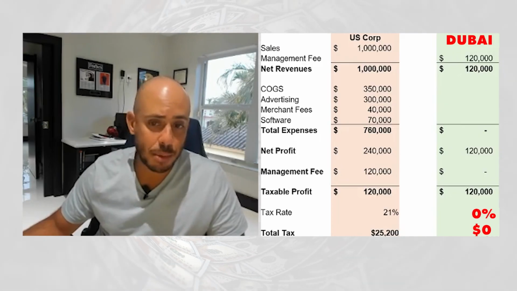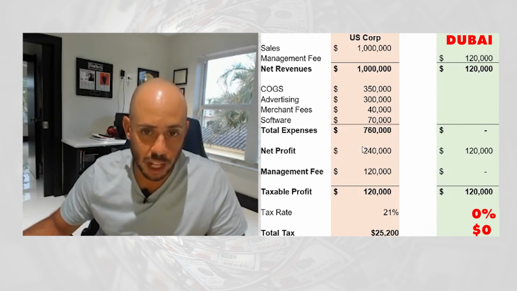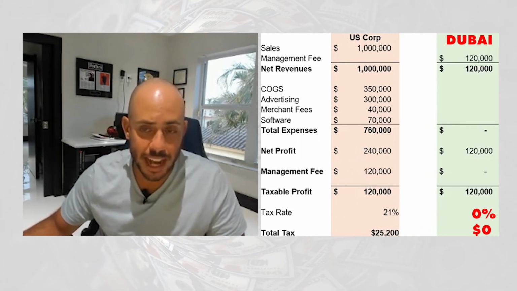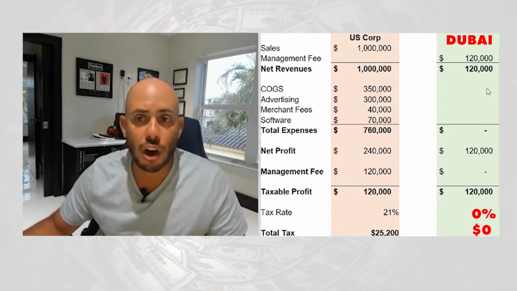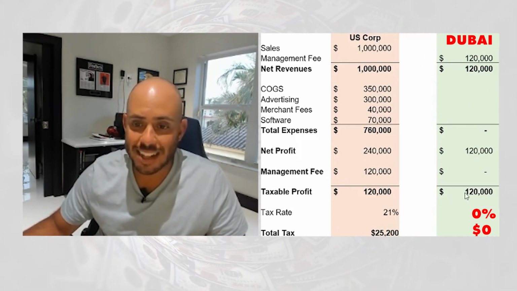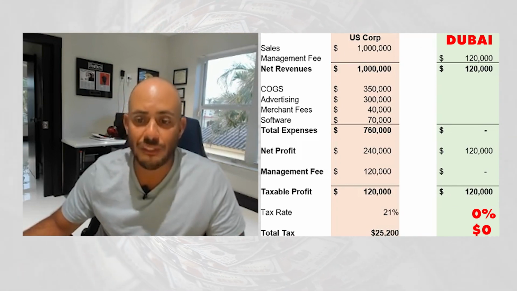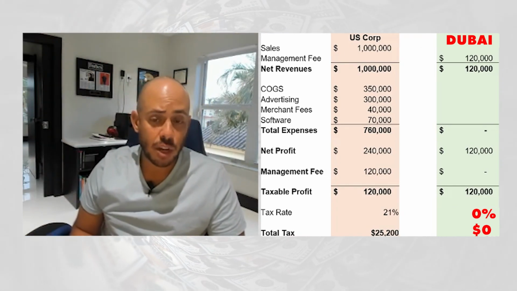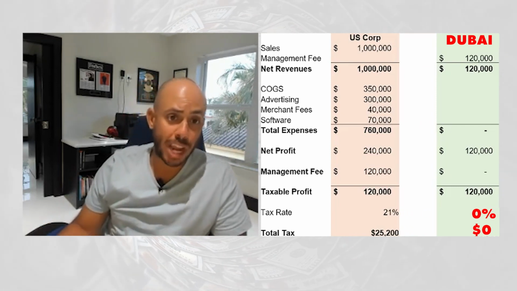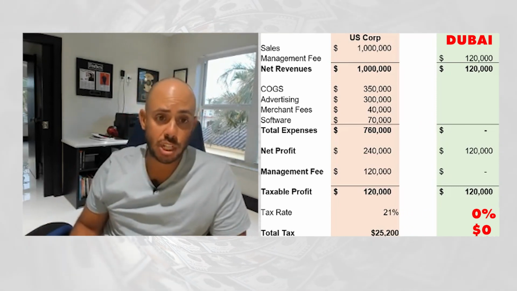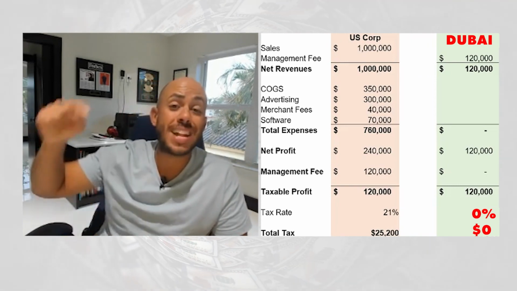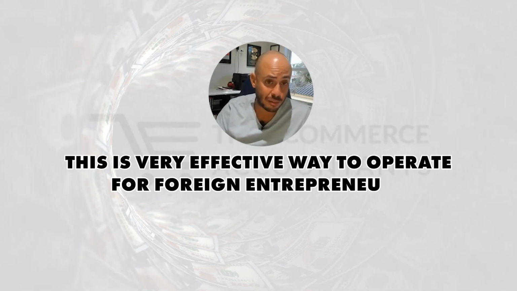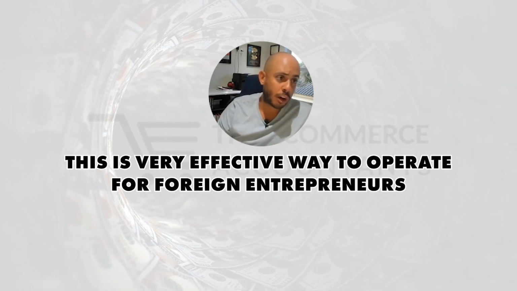You would have this same agreement in place where $120,000 is deducted in the US, so you pay less US income taxes. But in Dubai you have $120,000 in income, and that tax rate would actually be 0. So the effective tax rate would come way down in that scenario. This is definitely a very cool way to structure your business operations if you are a foreign entrepreneur who has effectively connected income. It is a very effective way to operate for foreign entrepreneurs.